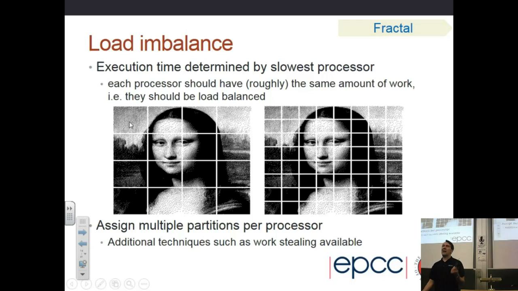This guy's going to finish early, have nothing else to do. So the trick here is to divide the problem up into more domains than you have processors, and then to assign those domains to the processors in some manner, perhaps on demand. So you assign multiple partitions per processor, and by doing that, you can try and balance the load. You can try and make sure that everyone has roughly the same amount of work to do.